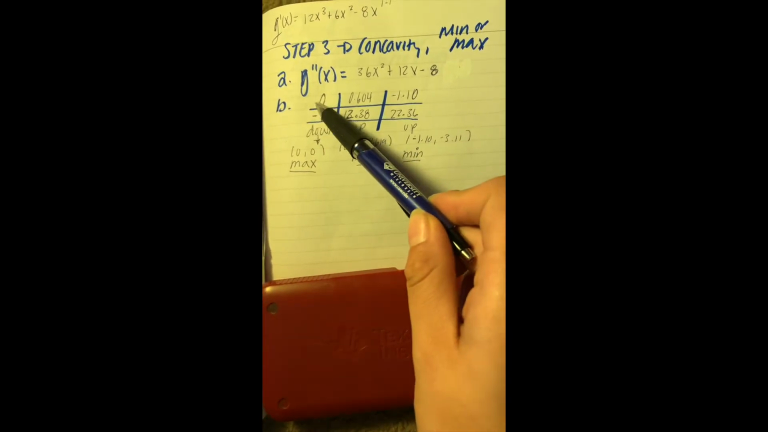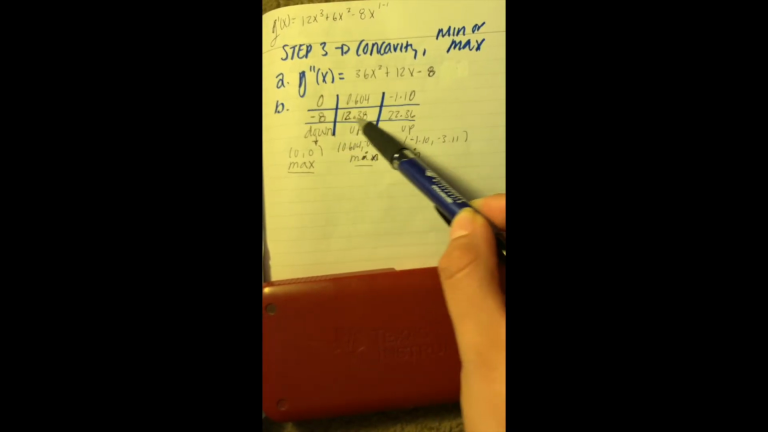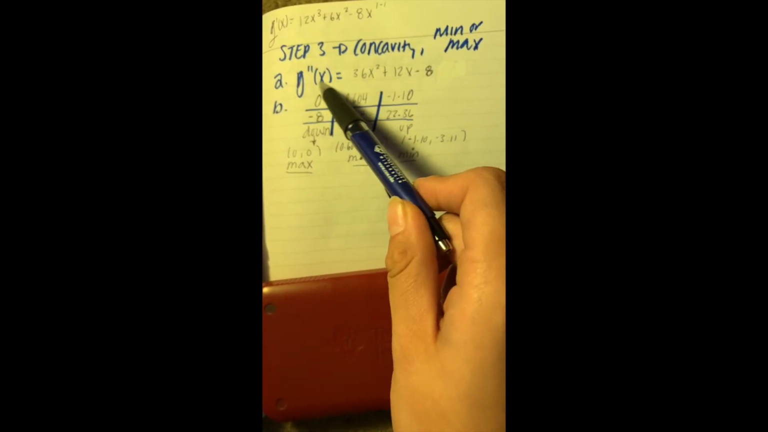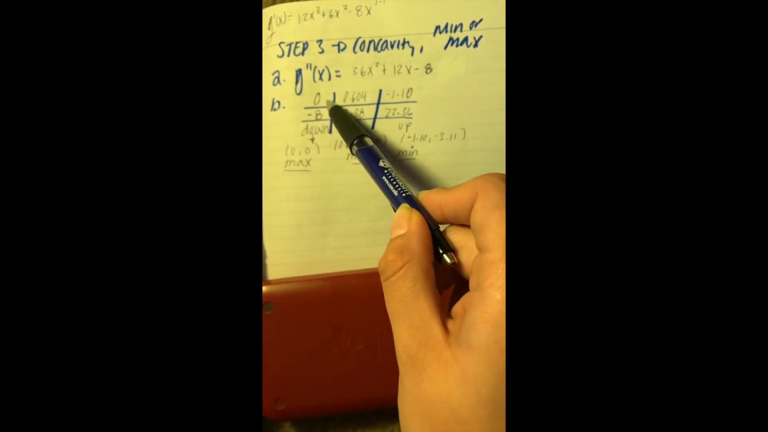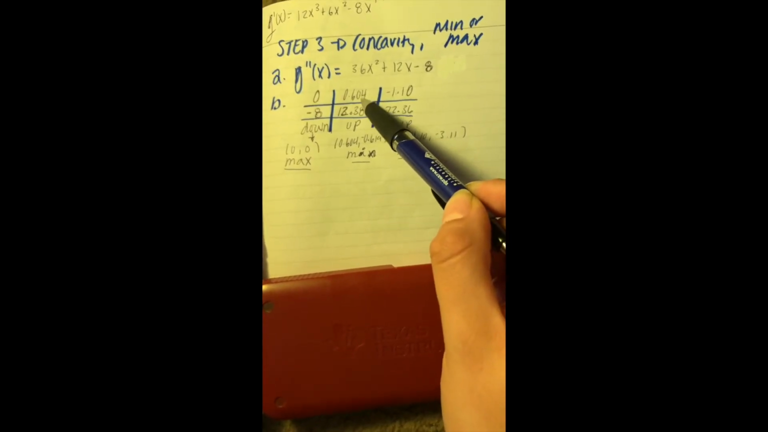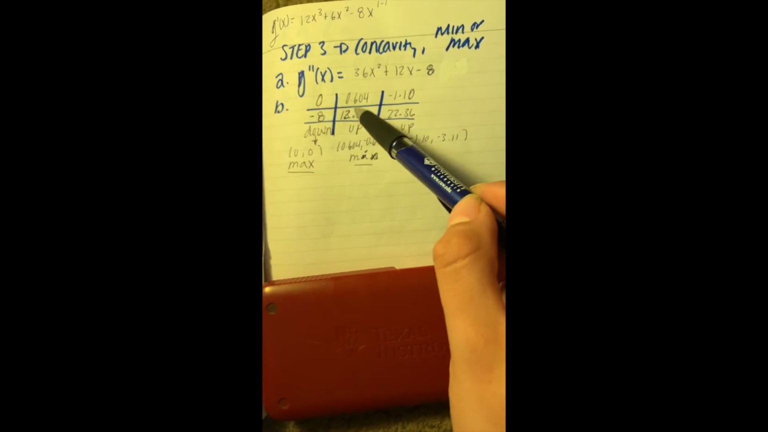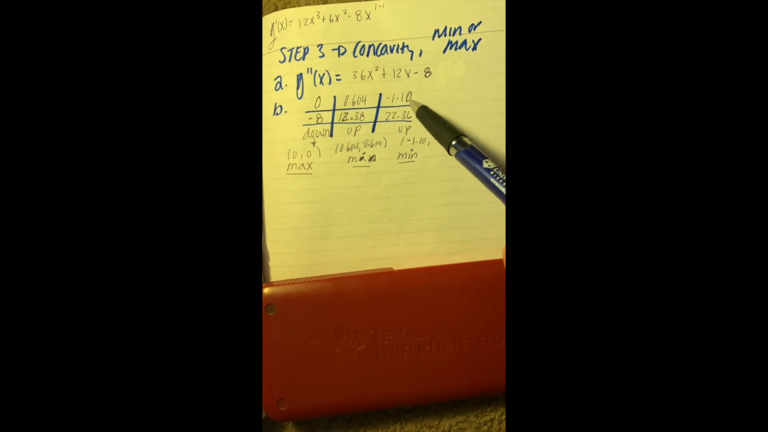What that will get you is, we have those original x's up here, and these are the outputs, what they were equal to once you inputted those x's. For when 0 was inputted, I got negative 8. When 0.604 was inputted, it was approximately 12.38. And when negative 1.10 was inputted, approximately 22.36 was outputted.